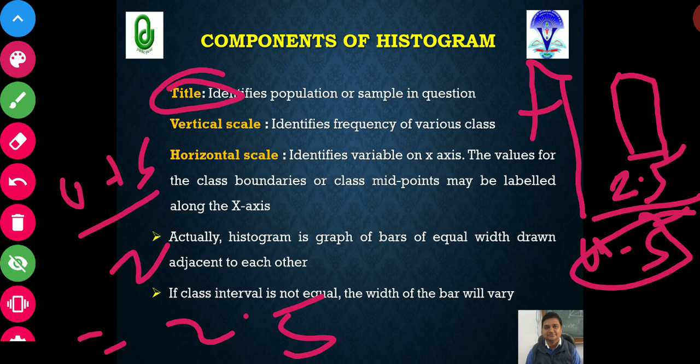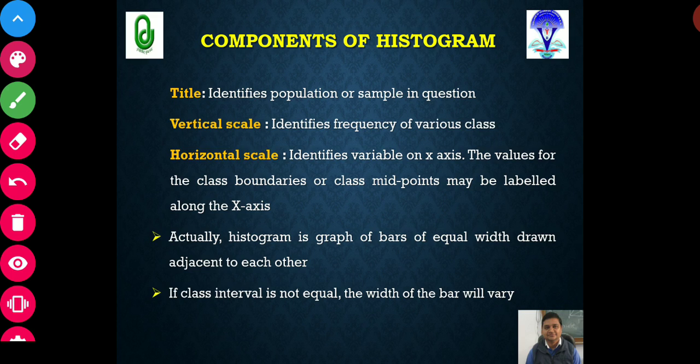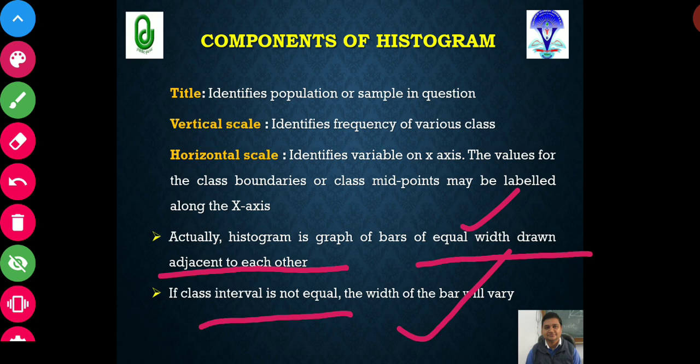This histogram is very important for your examination, and in general also there are many instances where we construct histograms. A histogram is a graph of bars of equal width drawn adjacent to each other. Why equal width? Because equal width represents that it has equal class intervals. When the class intervals are not equal, the width will vary. So here you can see that the width of the bar is also important. That is why the histogram is a two-dimensional diagram, because along with height, the width of the bar is also representing something. Here it is representing the class interval.